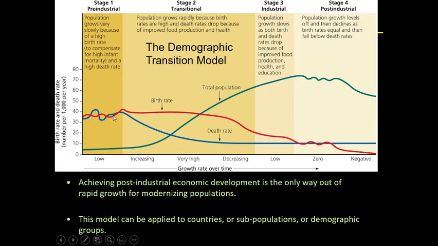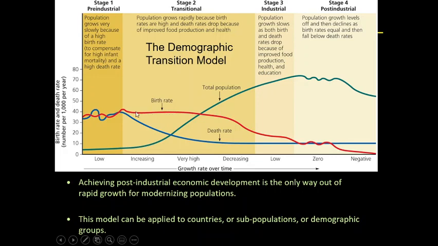But as human populations began to domesticate animals, and as we started doing agriculture and then the development of medicine and so forth, death rates have declined. So this is in the transitional phase, transitioning to an industrial economy, okay? Where death rates tend to go down. Birth rates, on the other hand, tend to stay high for cultural reasons.